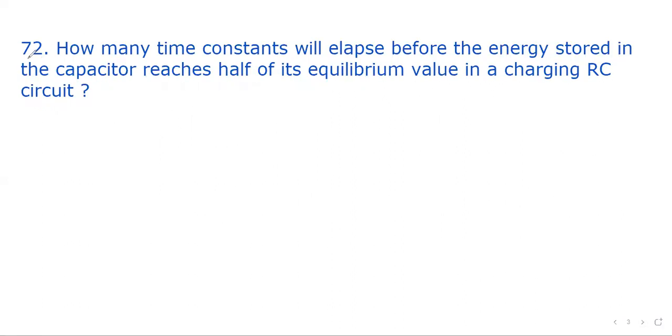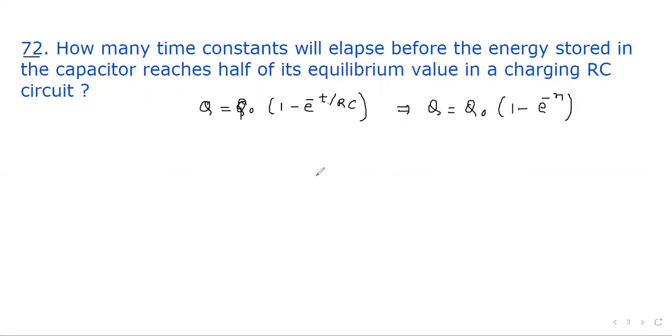Now, question number 72. How many time constants will elapse before the energy stored in the capacitor reaches half of its equilibrium value in a charging RC circuit? So, Q equal to Q0 times 1 minus e to the power minus t upon RC. This is for charging RC circuit. In place of t, we write nRC, so minus n will be left.